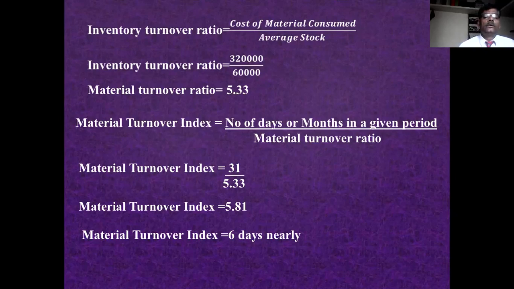Okay. This is called the material turnover ratio. This is the method of calculation whenever there is only one category of material. If there are two or more classes of materials, we have to change the solving method. You see that.